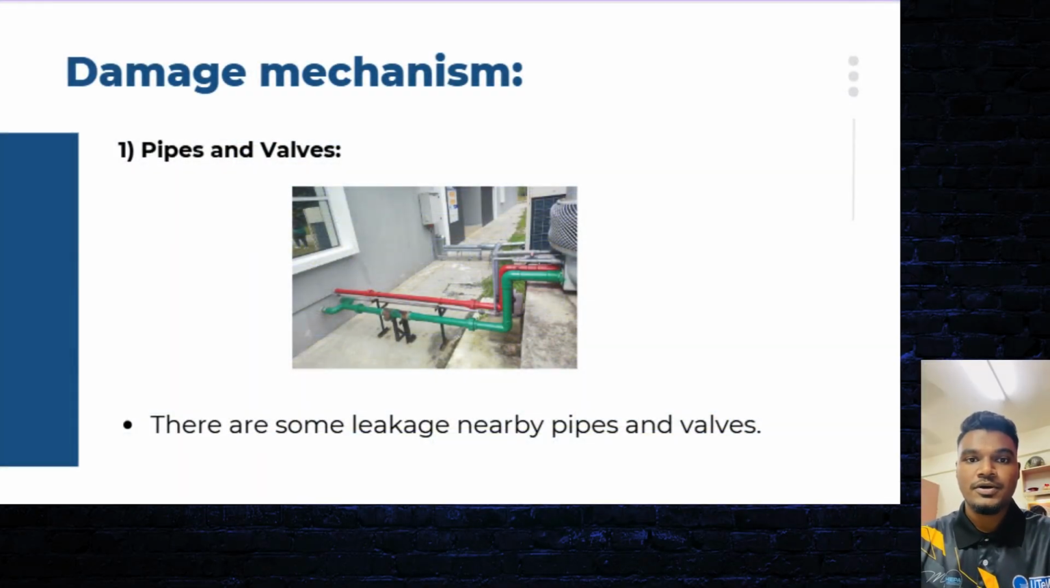Hi doctor, I'm Jayakuhan Ravi. Now I'm going to talk about damage mechanism in cooling tower. The cooling tower's pipes and valves can cause leakage, possibly due to damaged gaskets in flange connections, the valve seat, and wear or failure of valve stem packing, causing leaks around the valve stems.